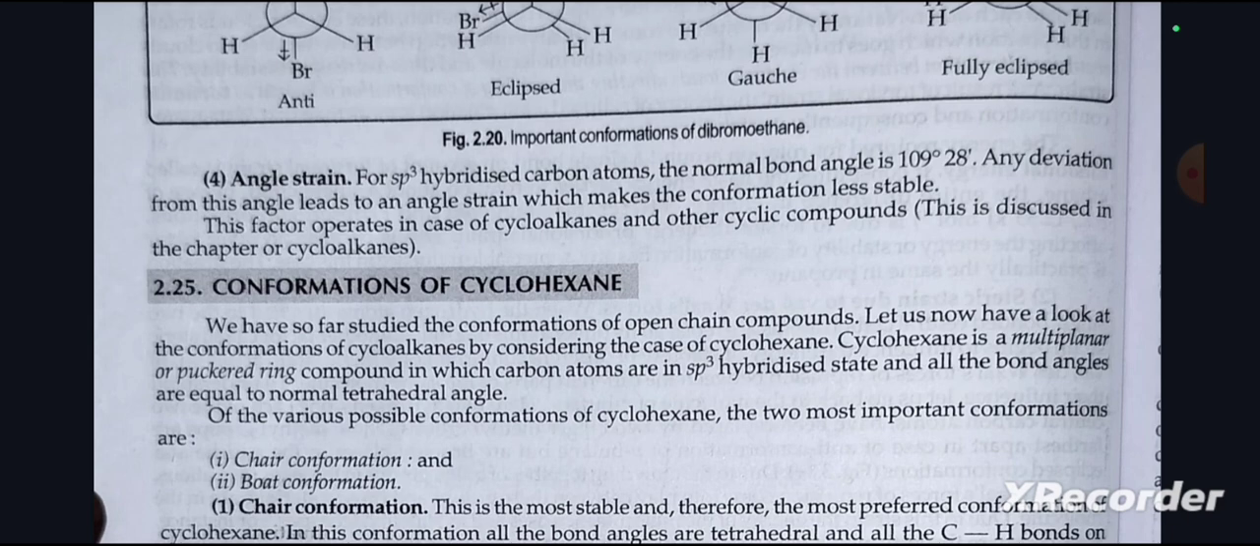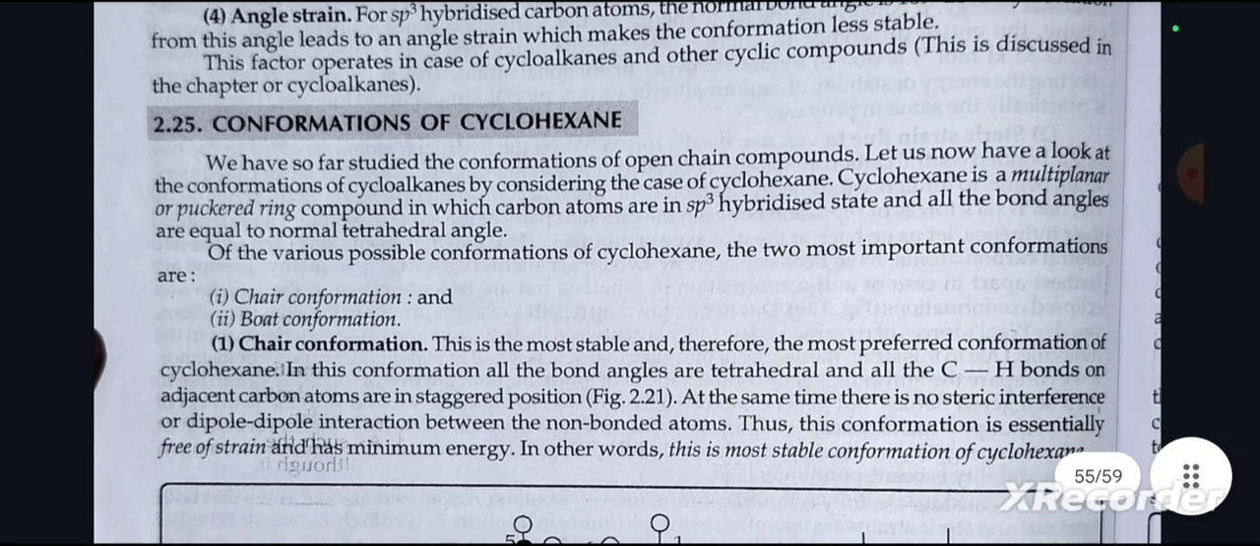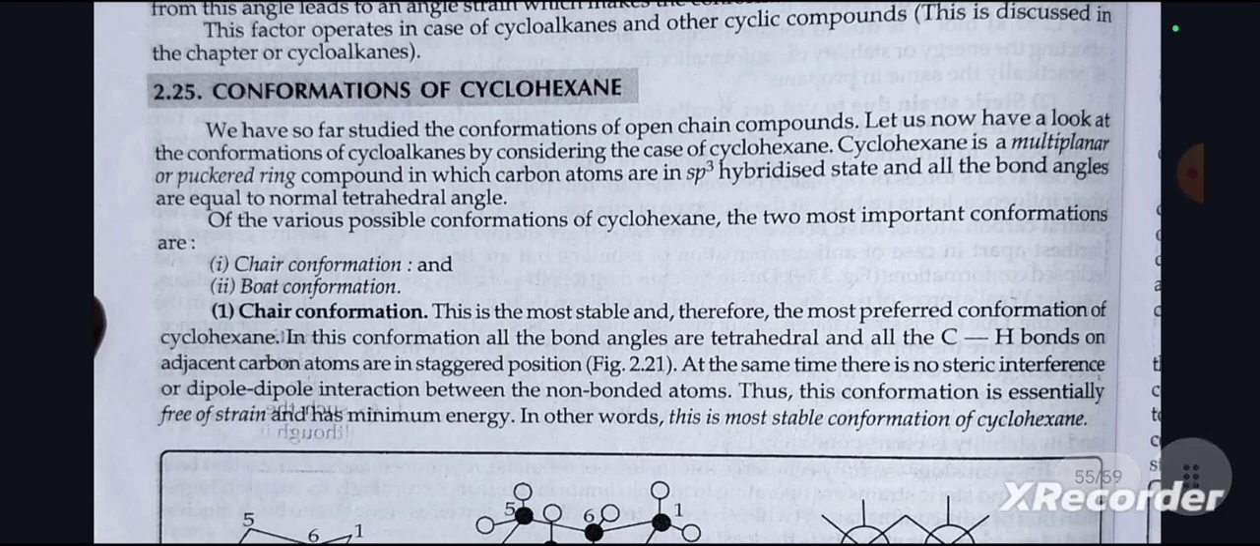Fourth, angle strain. For an sp3 hybridized carbon atom, the normal bond angle is 109 degrees 28 minutes. Any deviation from this angle leads to an angle strain, which makes the conformation less stable. This factor operates in the case of cycloalkanes and other cyclic compounds. This is discussed in the chapter on cycloalkanes. 2.25 Conformations of cyclohexane.